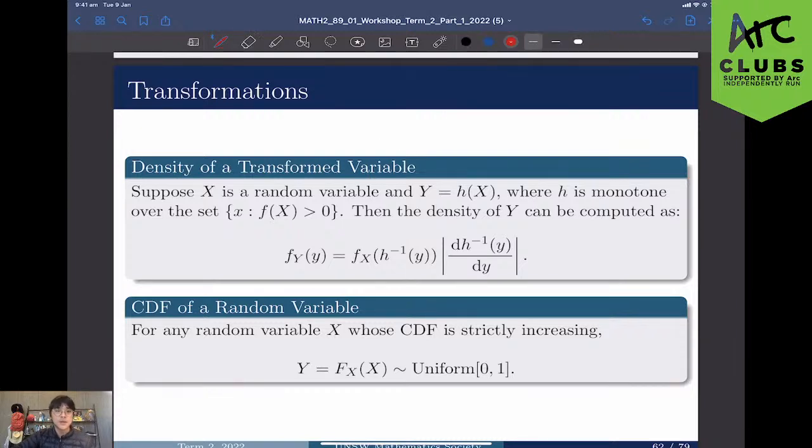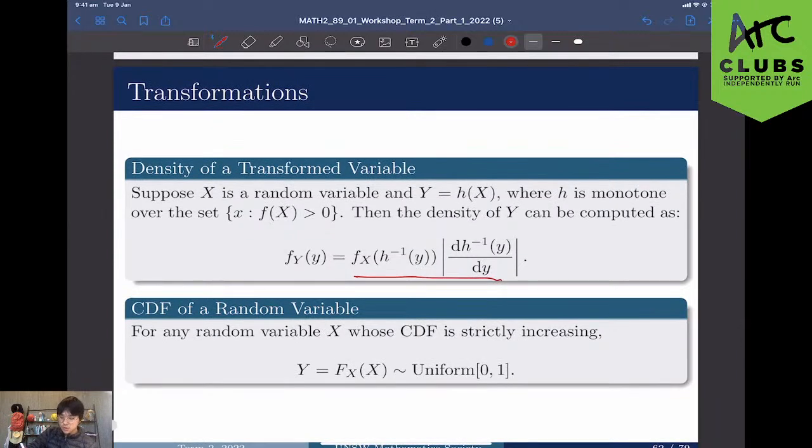So if we just look at one variable, the density of a transformed variable. Suppose x is a random variable and y is h(x), where h is monotone. The density of y, the density of the transformed variable, can be computed as such. Monotone means strictly increasing or decreasing, and the reason h has to be monotone is because here we have to invert it, and we can only invert if it's strictly increasing or decreasing.